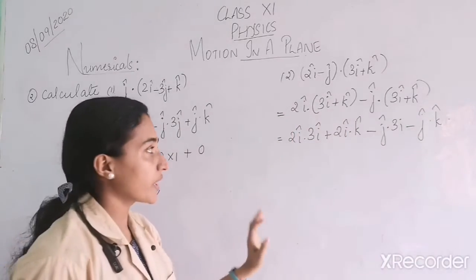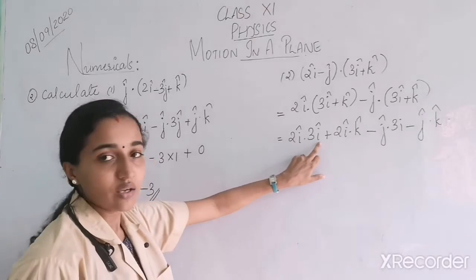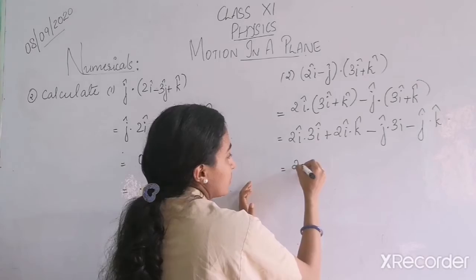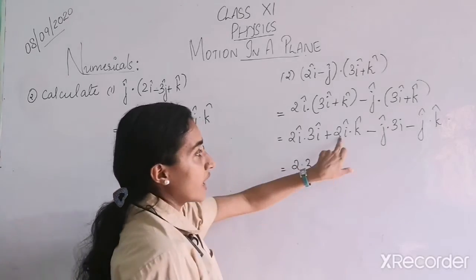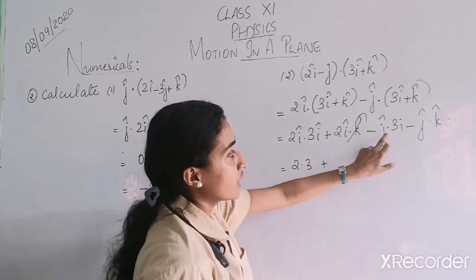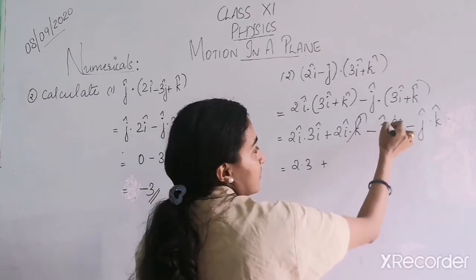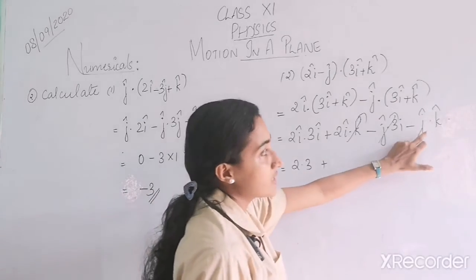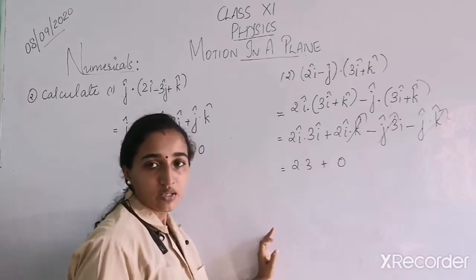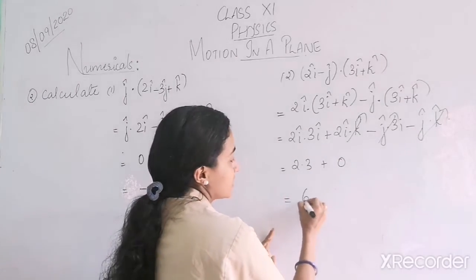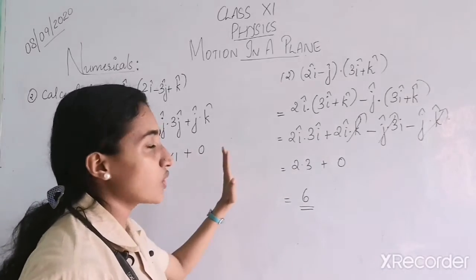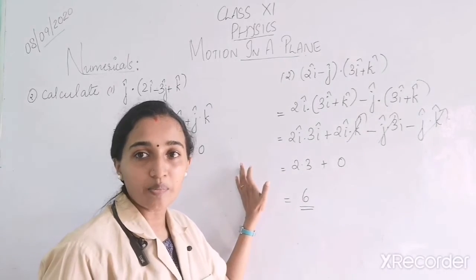Open the bracket. Now i dot i value is going to be 1, so this will be 2 into 3. Plus here, i dot k is 0, so this term will be 0. Now here also, i dot j is 0, so this will also be 0. Now minus j dot k, that is also 0, so that will also not be there. The whole term is going to be 0. Now this is going to be 6. Got it? This is how you are going to solve the multiplication with your scalar product.